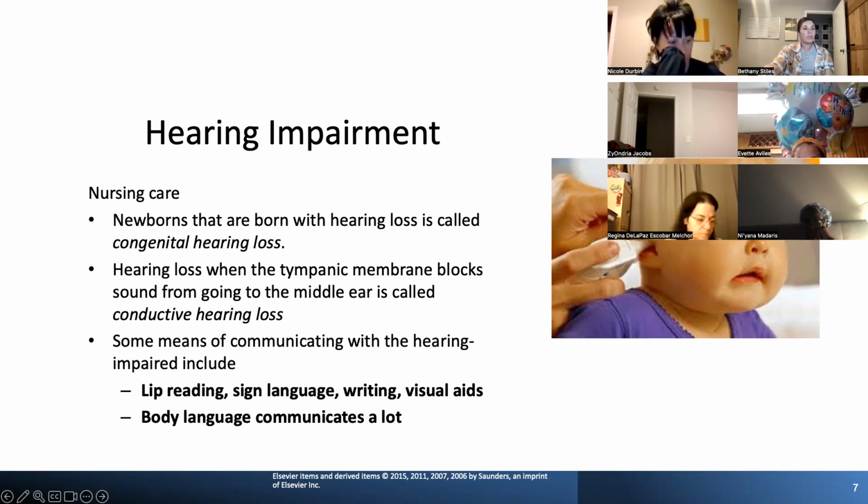When we're communicating with a hearing impaired child, we can do things like lip reading, sign language, put things in writing, or use visual aids. And our body language is going to communicate a lot.